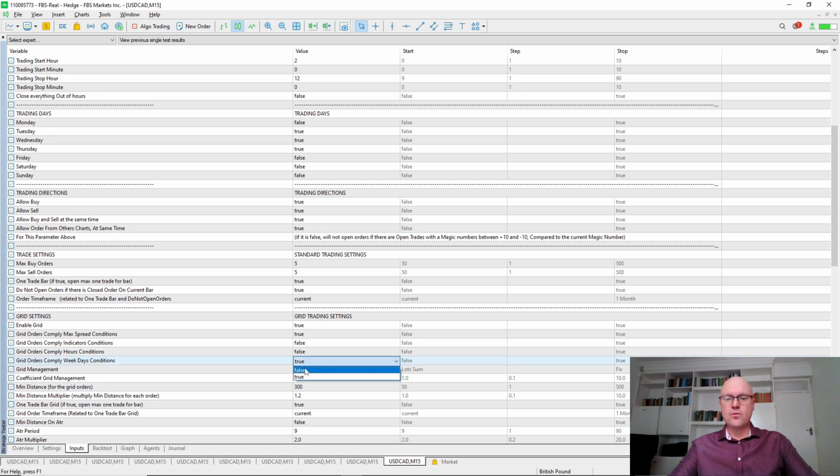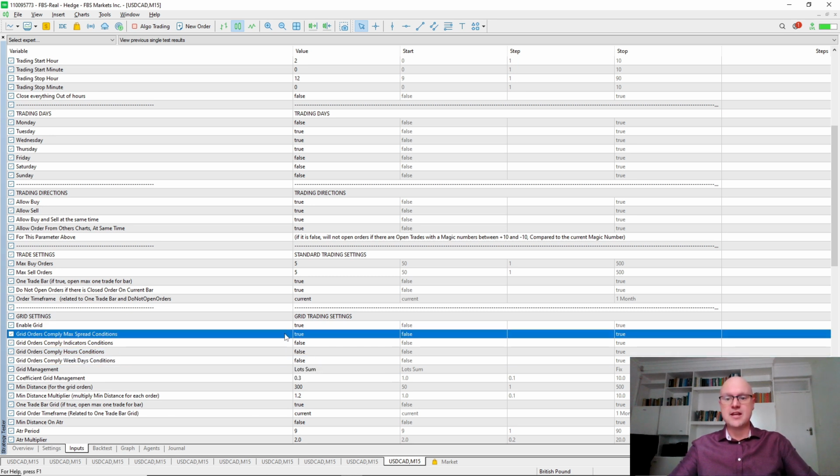I changed the grid order complies to false with the exclusion of the maximum spread. So it's important that you adjust your spread according to your broker. Then we've left the rest of the grid settings the same as the previous version.